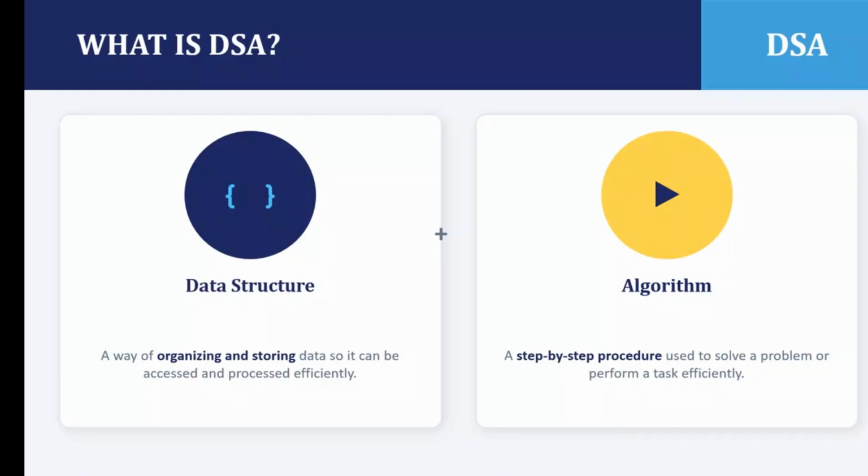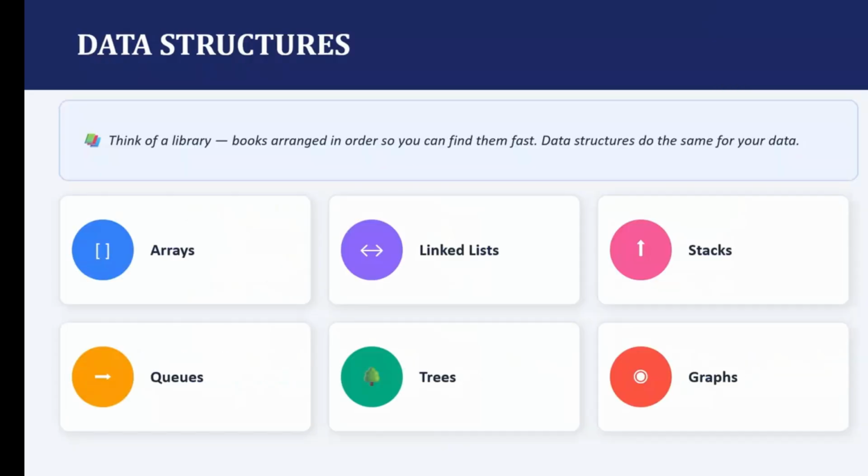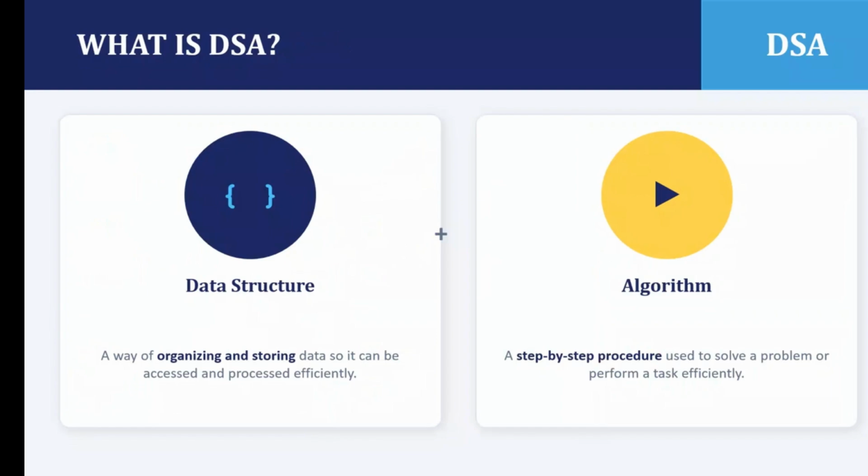And what is an algorithm? An algorithm is a step-by-step procedure used to solve a problem or perform a task. For example, if you want to search for a name in a contact list, you follow a sequence of steps. Those steps together form an algorithm. In programming, algorithms help us to search data, sort data, process information, and solve complex problems efficiently.